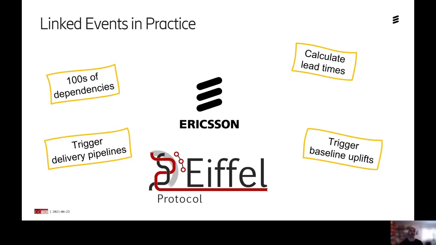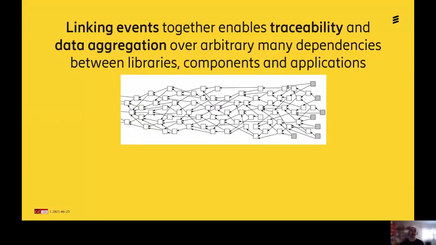With these events, we track hundreds of dependencies internally through the linked IFL events. We aggregate data from the linked events to calculate lead times and other key performance indicators. We trigger delivery pipelines and also software baseline uplifts on these linked events. So what have we learned now? Well, linking events together enables traceability and data aggregation over arbitrary many dependencies between libraries, components, and applications.